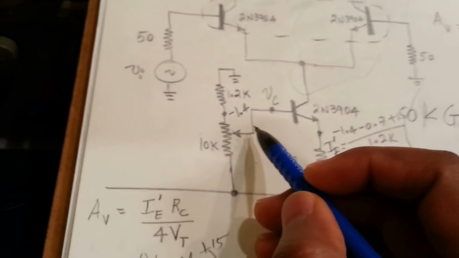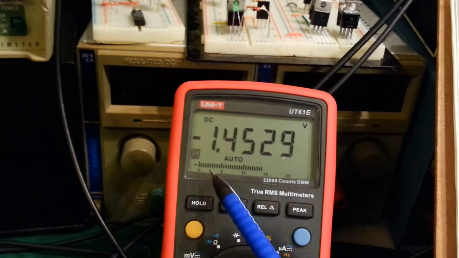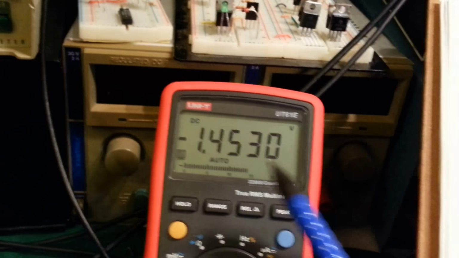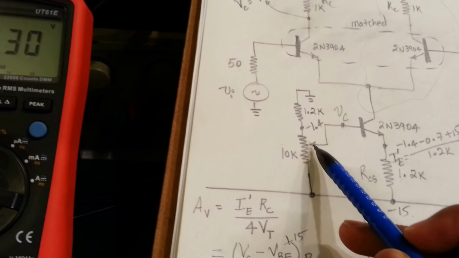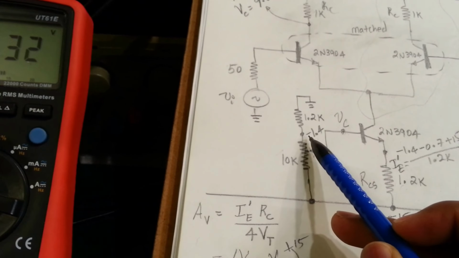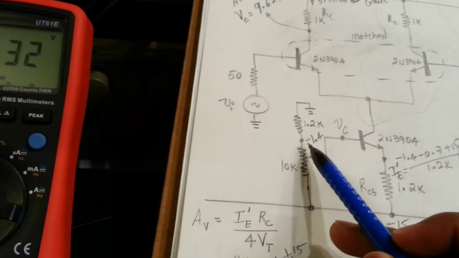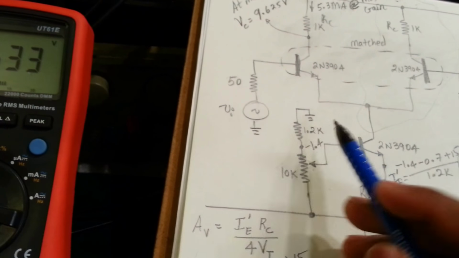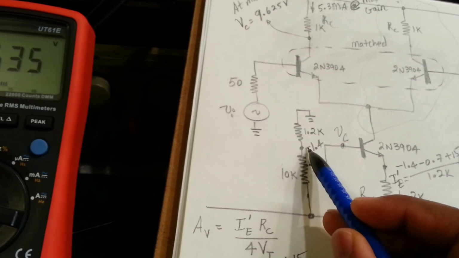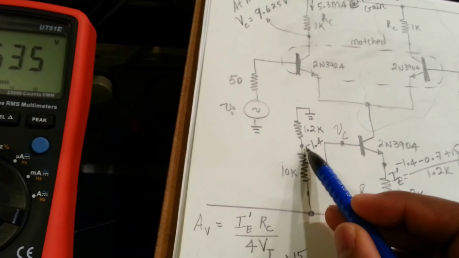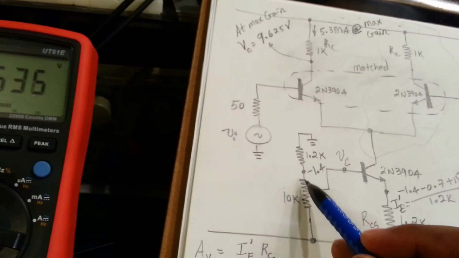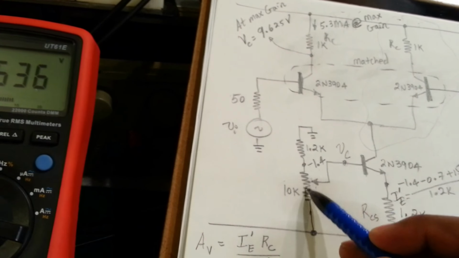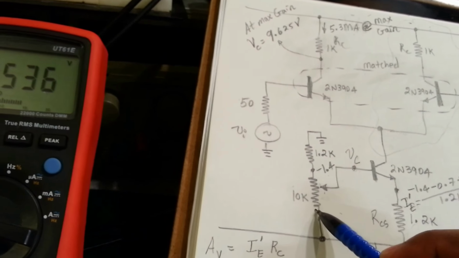And remember, we designed for minus 1.4, and as you can see, we're getting minus 1.45, so very close to the design specification that we did in order to control the gain of this amplifier. And right now this tap is all the way here, so the 10K is completely in series with this resistor.